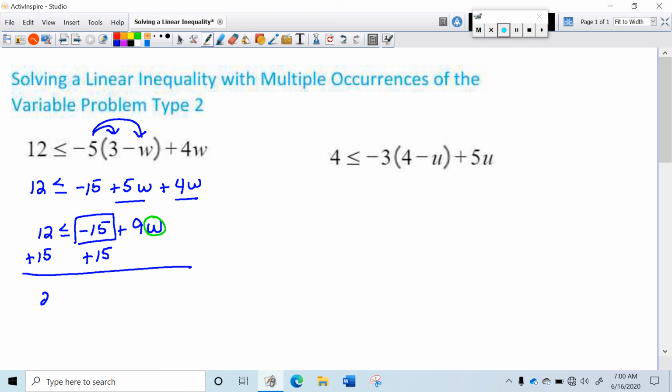12 plus 15 is 27. Is less than or equal. Opposites cancel. Bring down the 9w. Now these are stuck together, so they're being multiplied. 9 times w. The opposite of times is divide. So divide both sides by 9. 27 divided by 9 is 3. So 3 is less than or equal. Opposites cancel. w.